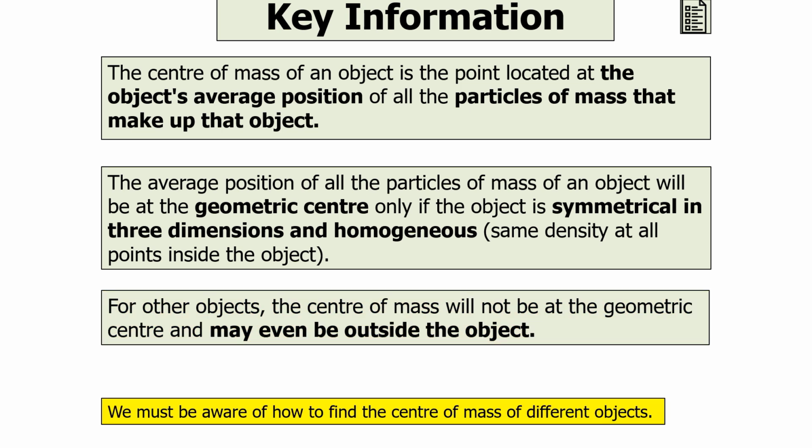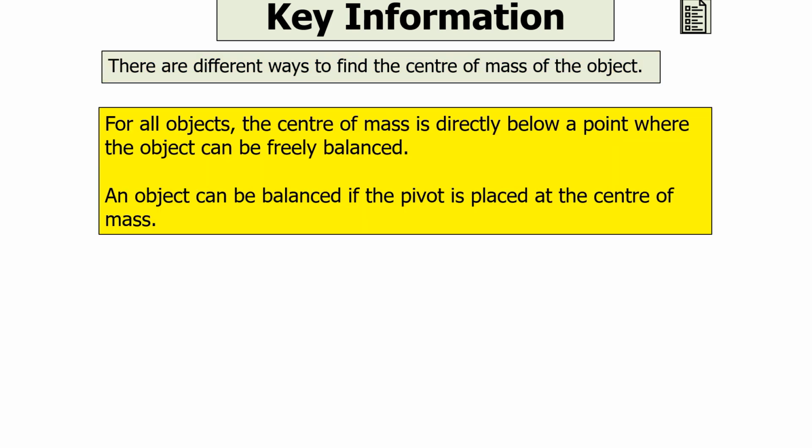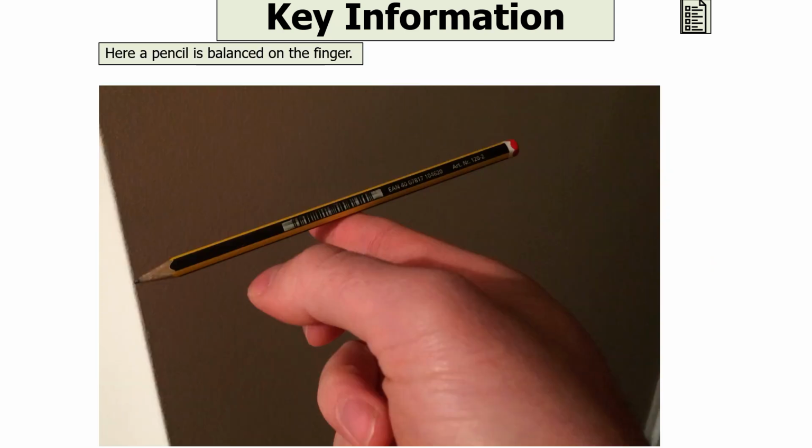Now we must be aware of how to find the centre of mass of different objects. Now there are different ways to find the centre of mass of an object. Now for all objects, the centre of mass is directly below a point where the object can be freely balanced. So an object can be balanced if the pivot is placed at the centre of mass. This happens as the forces and moments are balanced on either side of the centre of mass. It's in equilibrium. So in this situation, a pencil is balanced on a finger.